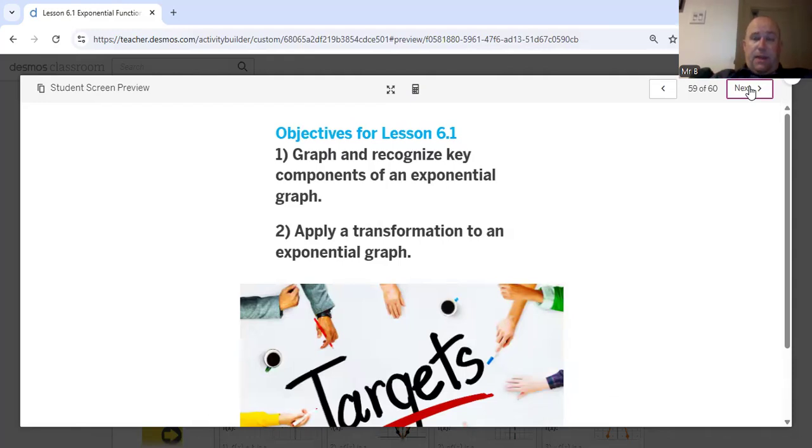And that was our objectives today. Graph and recognize key components of an exponential function. So really it's the y-intercept, and then it's also kind of how steep the graph gets, how much stretch it has on it, but also practicing those transformations that we looked at with linears, quadratics, but now we're looking at with exponential functions as well. And that concludes the video for this lesson.